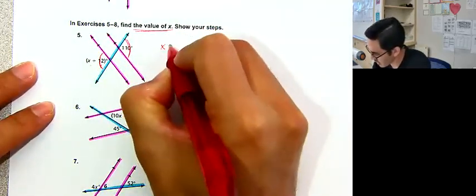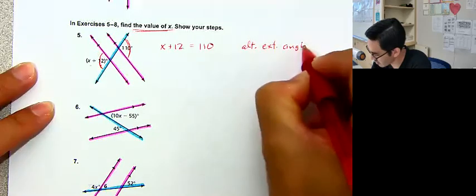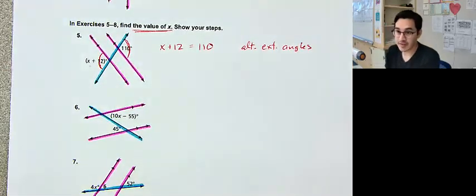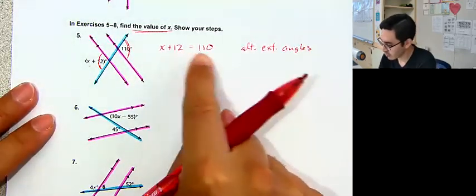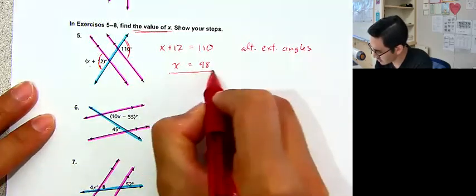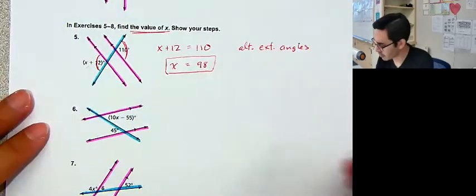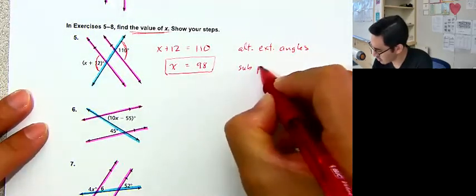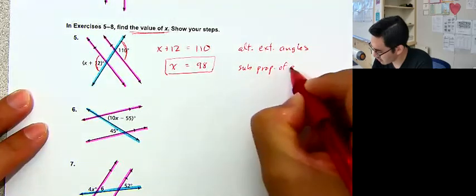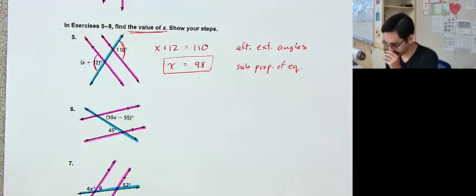Okay. So we could say x plus 12 equals 110. And we'll write as our reason, alternate exterior angles. Okay. And at this point, we're just going to do algebra, right? We're going to subtract 12 from both sides, and we would get x equals 98. Okay, so if we wanted to write this as a semi-proof, we could write the subtraction property of equality, right? Because we subtracted the same amount from both expressions.